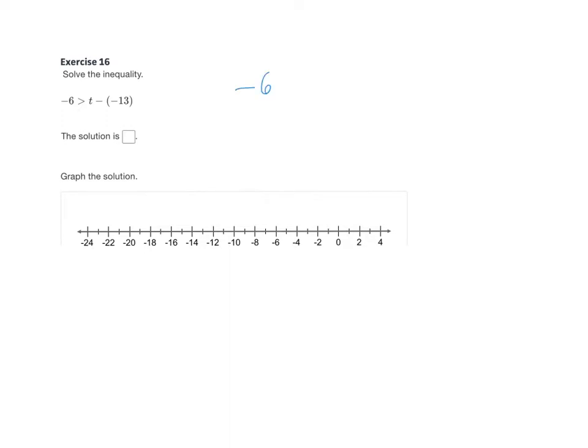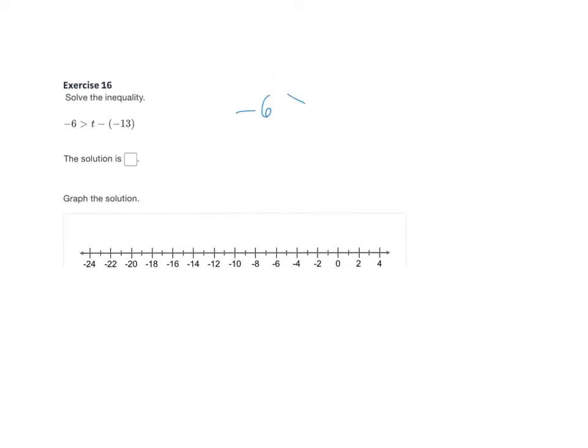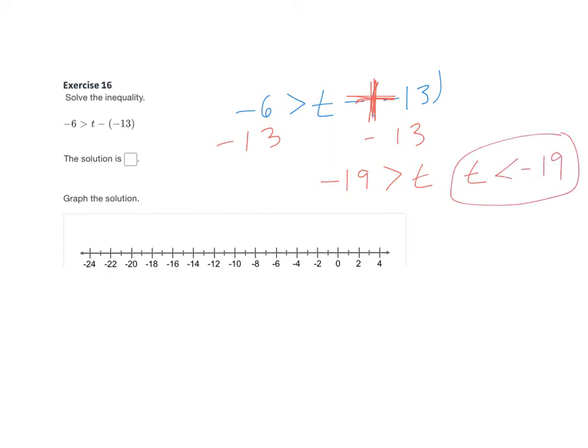Another one with a subtract a negative. So I'm going to have negative 6 greater than t minus negative 13. I'm going to change subtract a negative into a big plus sign. Now, to get rid of positive 13, I would have to minus 13 from both sides. That's going to give me negative 19 is greater than t. I have to flip it. So I'm going to have t less than negative 19. At negative 19, I would have an open circle, and my inequality is telling me it's going to go to the left.